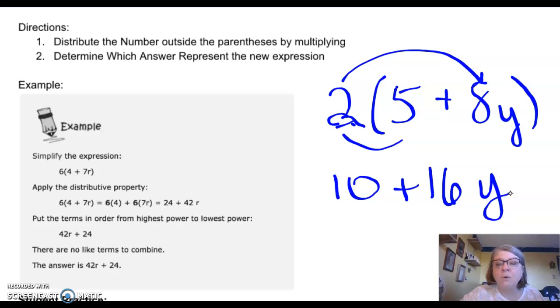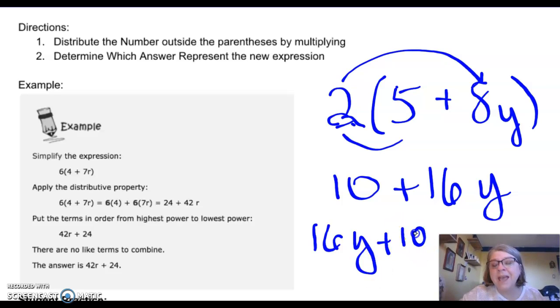Then I'm going to change the order. 16y plus 10, and again, because in algebra, you'll find next year when you're in Algebra 1 that you'll be putting the variable term first.